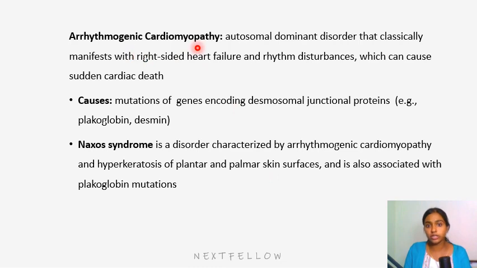Coming to arrhythmogenic cardiomyopathy, this is an autosomal dominant disorder usually caused by mutation of the genes involving the desmosomal junctional proteins. Here the patient will have right-sided heart failure as well as rhythm disturbance. Due to the rhythm disturbance, this patient can have sudden cardiac death. One example of arrhythmogenic cardiomyopathy is Naxos syndrome.